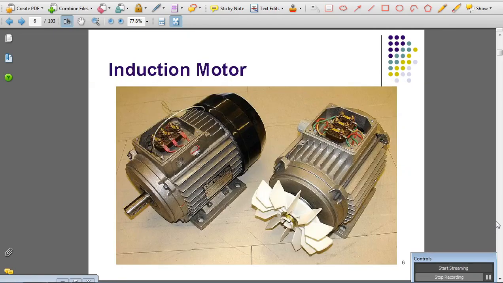This is the image of an induction motor. You can see that the 3-phase source will be connected at the terminal on the top of the machine. Meanwhile, the rotor part is basically the shaft placed inside the core of the stator.